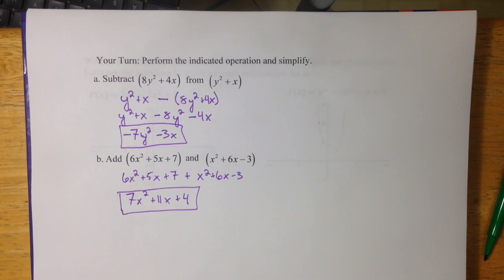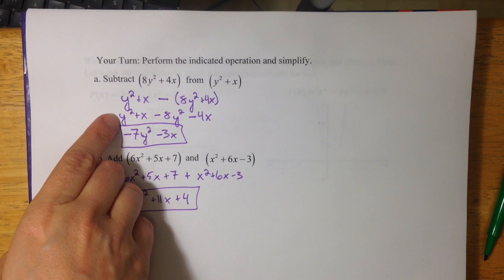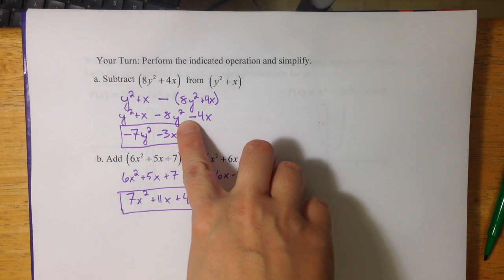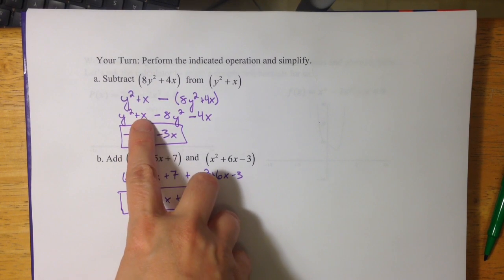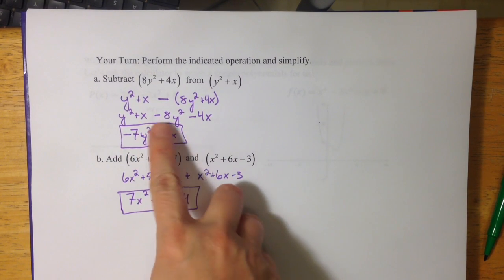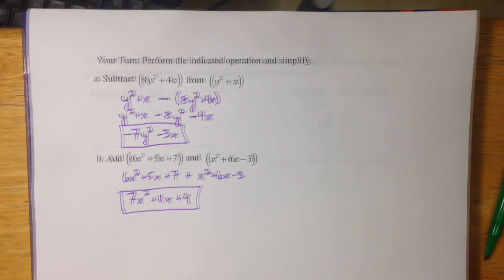And now I can finish by combining like terms. Here I had a single y squared and a negative 8y squared. Combine those to get negative 7y squared. And then I had an x and a negative 4x. Combine those to get negative 3x.